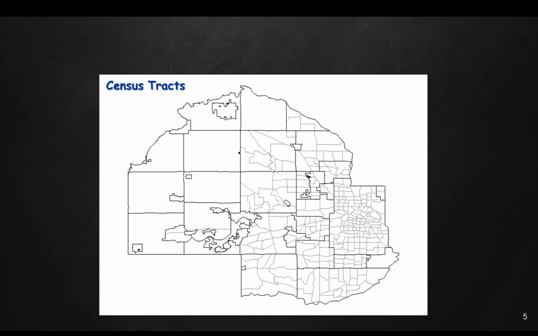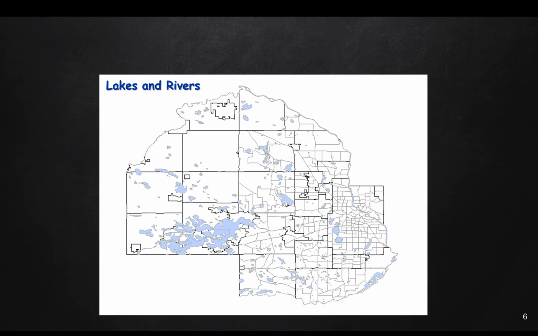Census tracts are basically statistical areas. They're just small areas. There are about 4,000 to 6,000 people within each census tract. So as an example, you can see a smaller census tract is going to have a much greater population density than a larger census tract. The next thing we might want to put on top are lakes and rivers. This might be important in our analysis when we're looking at pollution, because maybe the pollution could go into the water and be transported that way.